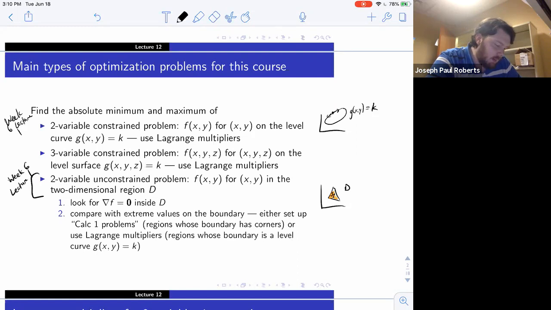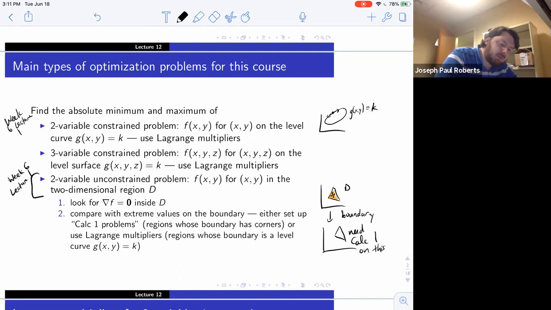your critical points. But in this situation, when you go to step 2, you don't just have finitely many points, you have basically infinitely many points that live on the boundary of your two-dimensional region D. And so basically you need Calc 1 on this boundary to tell you what the important points are. Yesterday we described the pieces of the boundary in terms of one variable, so you get Calc 1 problems since there's only one variable involved.